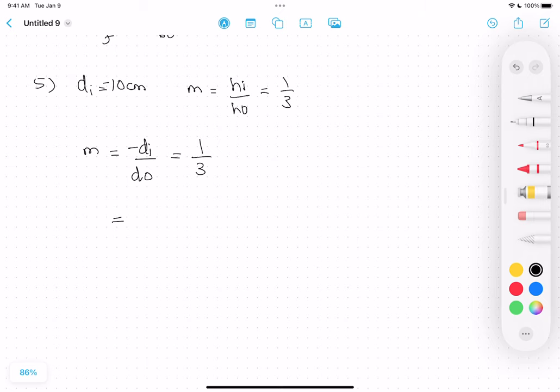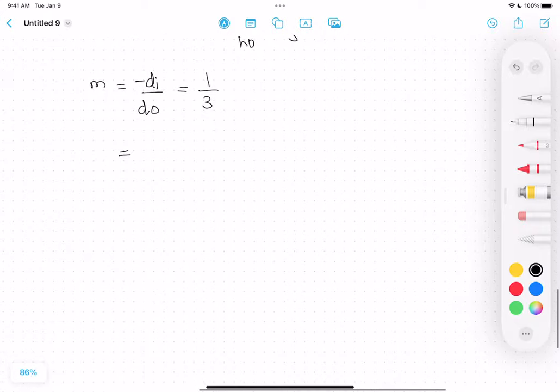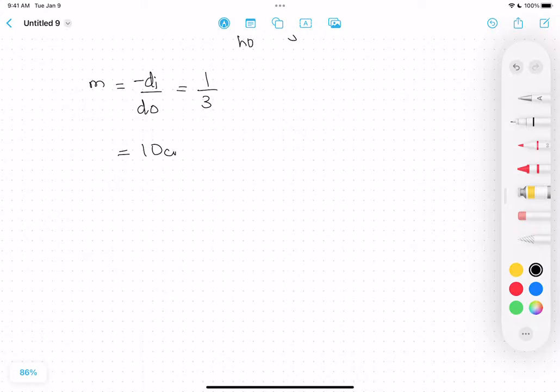So don't just throw in the negative 10 as your DI. Remember that there's an extra negative sign, so it's negative of negative 10, which actually makes it positive. So that's 10 centimeters divided by our object distance, equal to 1/3. That means our object distance is 30 centimeters in this case. And if you think about it, this all makes sense, because you have a positive magnification.